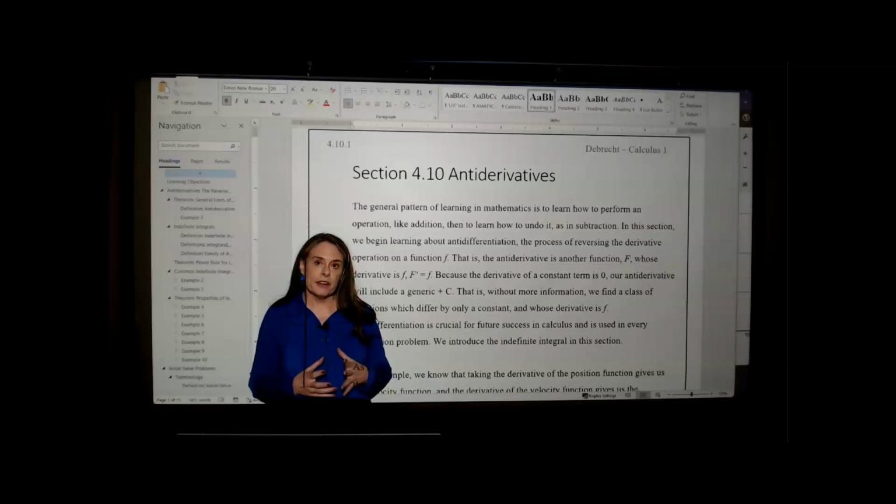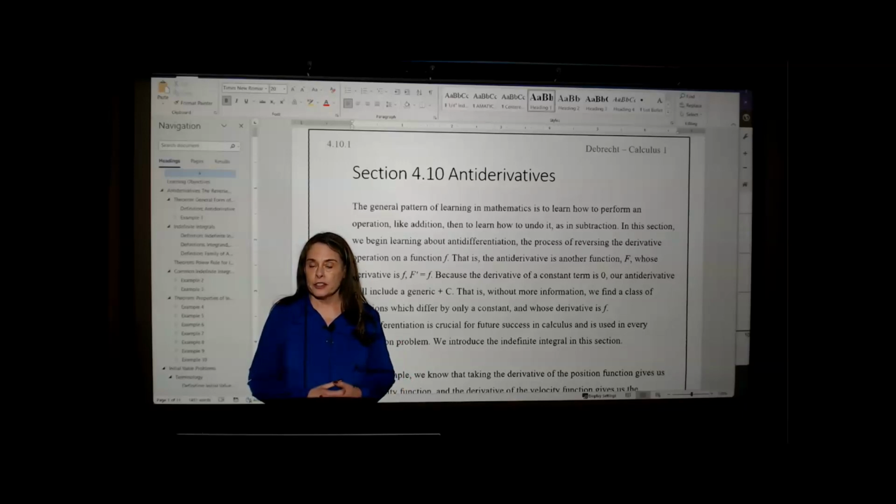Now, because the derivative of a constant is 0, when we find the antiderivative, we'll actually be finding an entire class of functions, infinitely many different antiderivatives that differ by only a constant. Finding the antiderivative means that we'll always have a plus c. Again, if you had taken the derivative of the function, the constant would have disappeared. So undoing it, you get the antiderivative function up to the constant plus c.